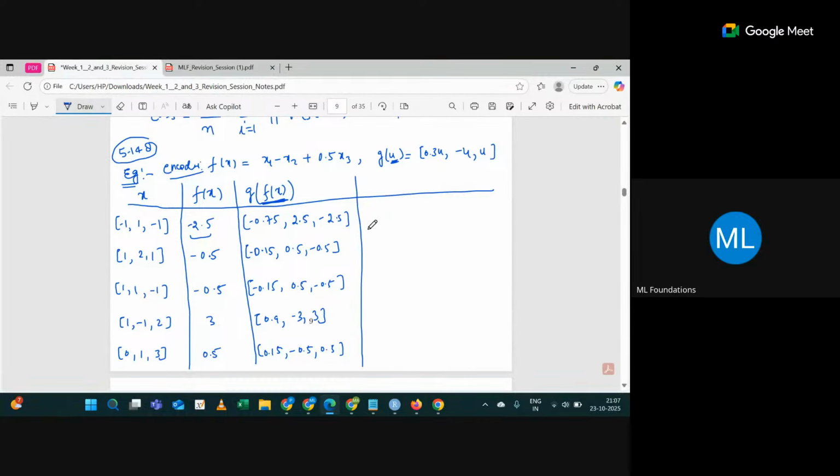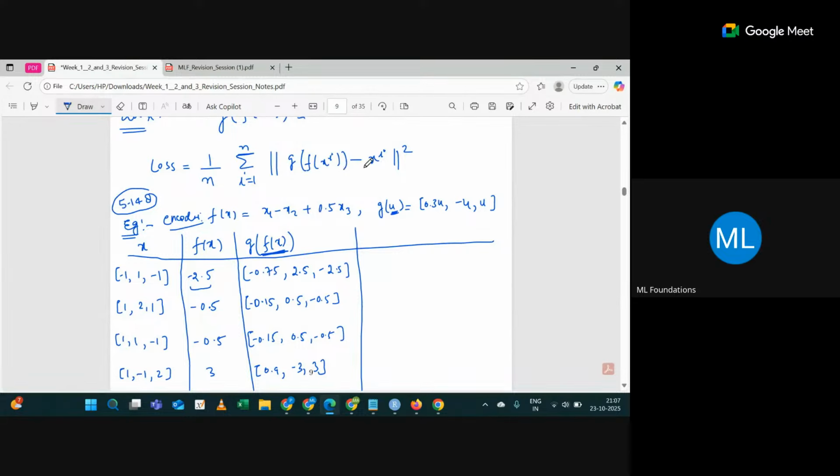What is the next task? We have to calculate the norm difference of g of f of xi minus xi, the norm square. Let's do this one. Some people get confused here. This is your xi, and this is your g of f of xi. We have to subtract all the individual values and then take the norm square. So it will be minus 0.75 minus 1 square. Are you getting my point? Yes, sir. So I will write minus 0.75 minus of minus 1, so minus minus becomes plus, whole square, plus 2.5 minus 1 whole square, plus minus 2.5 plus 1 whole square. What is the value? Anyone can calculate and let me know.